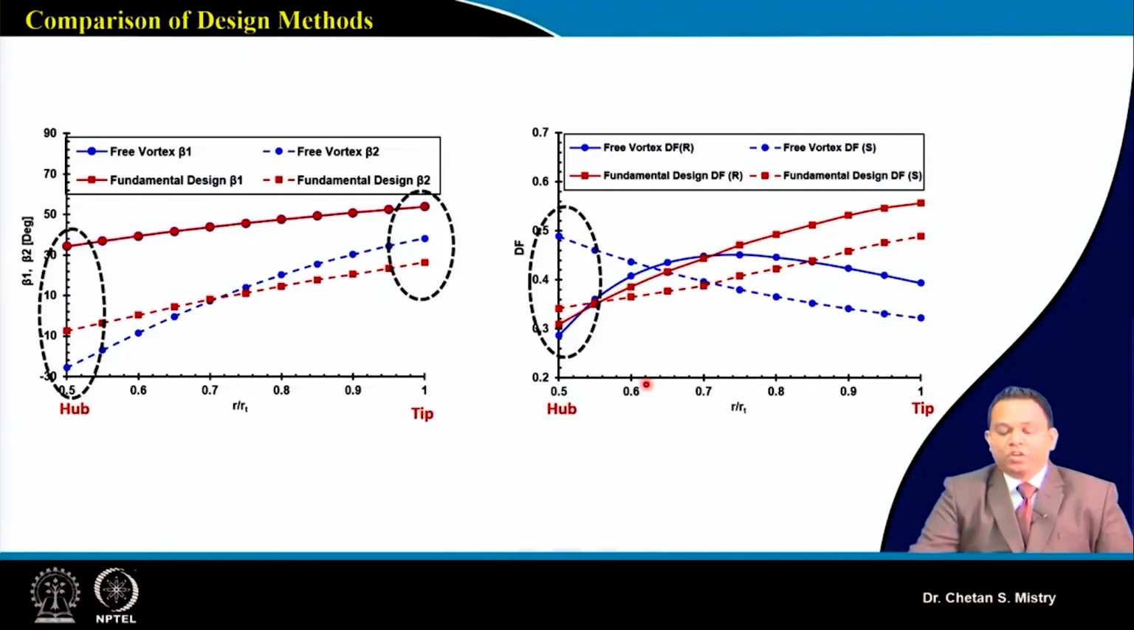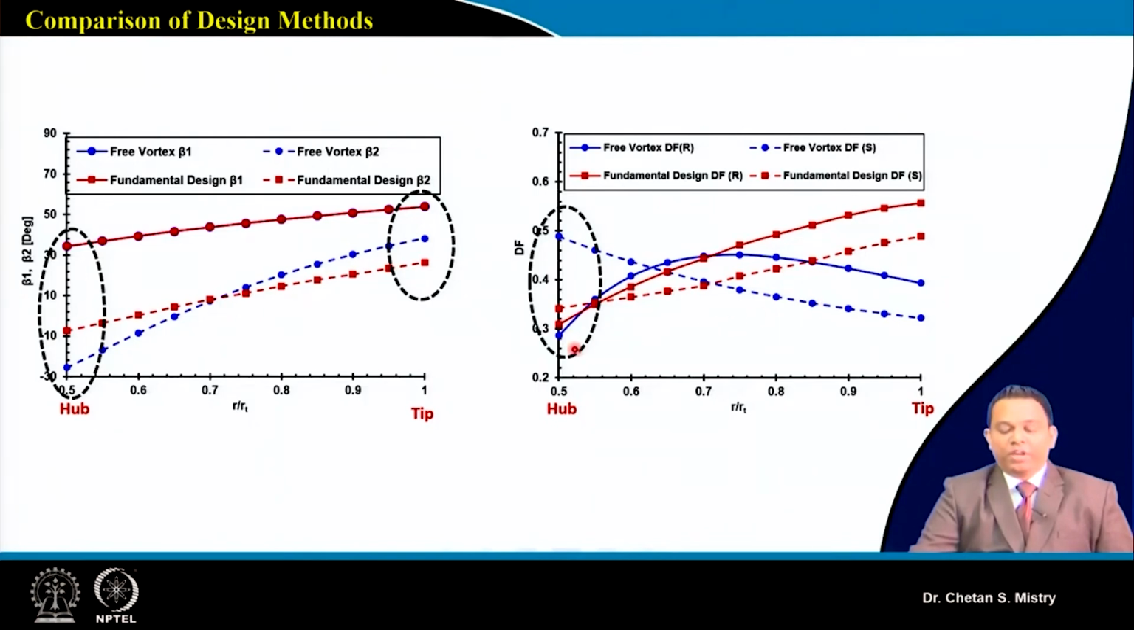Now in this case, if you are comparing, this represents my diffusion factor. For the free vortex concept, if you observe carefully, when we talk about the rotor, my rotor has a diffusion factor that was lower near the hub, higher at the mid section, and lower near the tip region. So just understand, our diffusion factor is nothing but a representation of my aerodynamic diffusion.